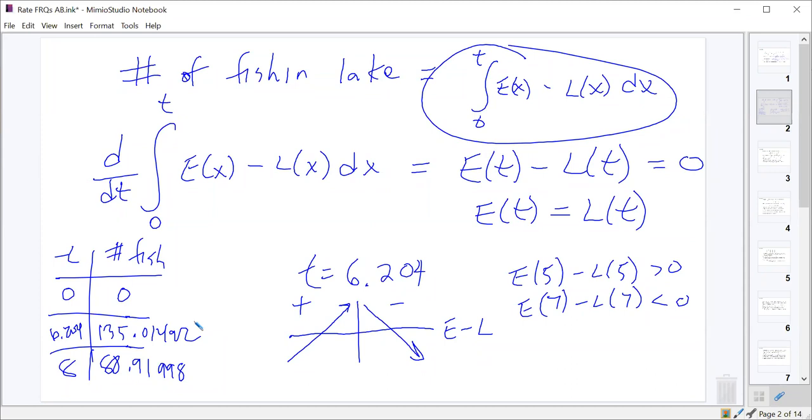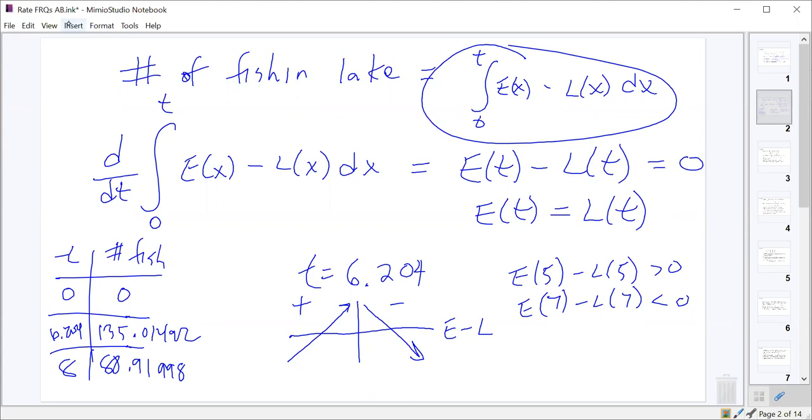Yeah, so you're good with there being an integral to represent the number of fish in the lake. So we want to know when is the number of fish in the lake at a max. So in order to find the max, we have to take the derivative. So that's why we took the derivative. And then the derivative and the integral cancel because it's the derivative of an integral. That good? Everybody at home good? Great.